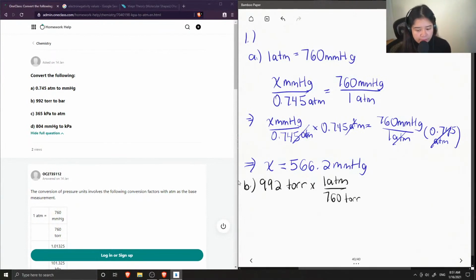And converting from atm to bar, you multiply by a factor of 1.013. So now you should see that our units for torr will cancel out, and also our units for atm will cancel out as well. And our answer is 1.32 bar.